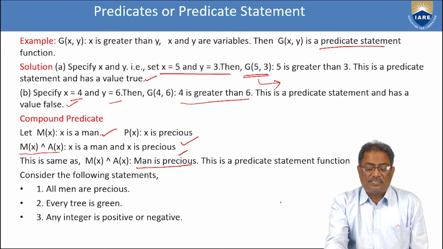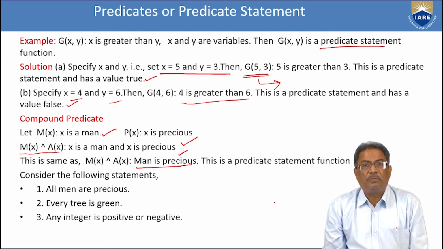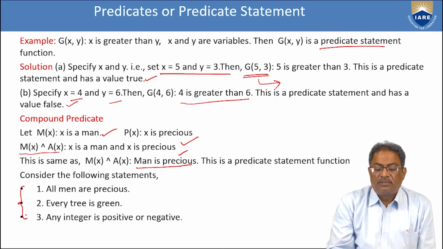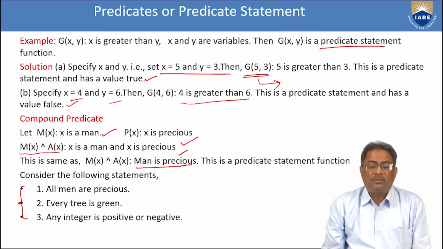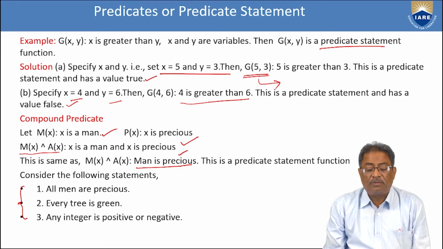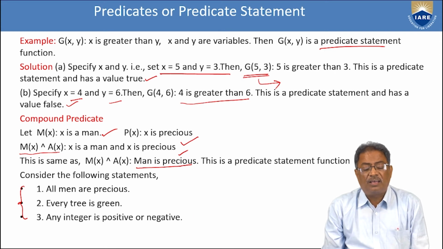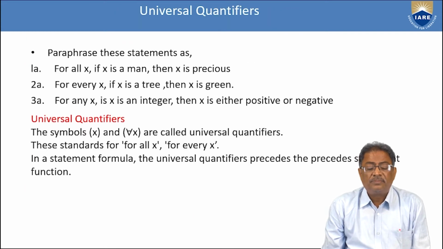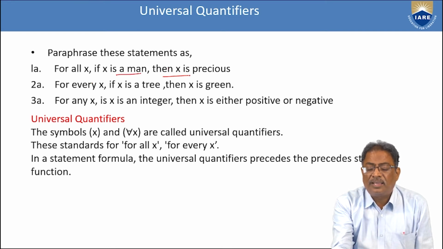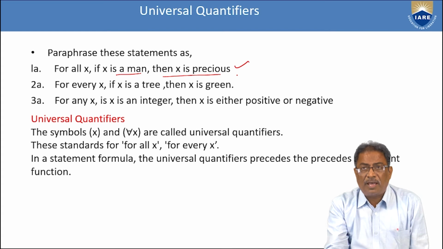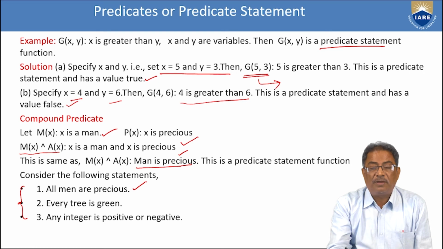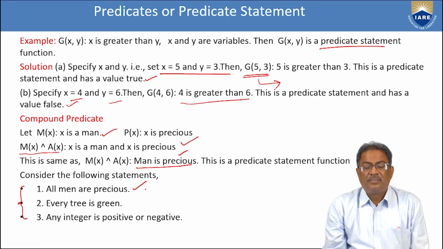Now let us consider some statements. These are three different statements, and we are going to write the predicate statements from predicate statement functions. One is all men are precious. See this, for all x, if x is a man, then x is precious. That can be taken as all men are precious.